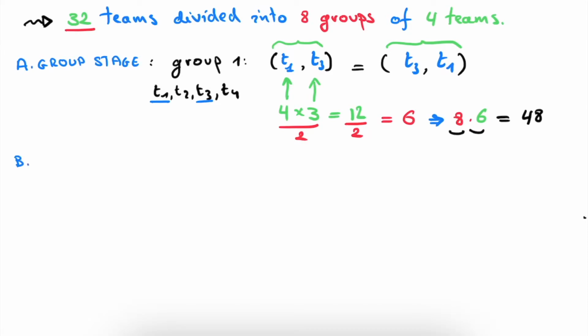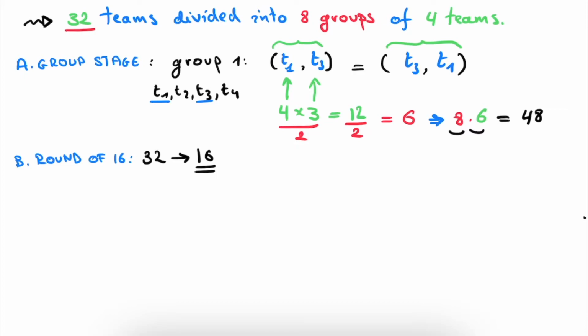Now, as I said, for each group, the 2 best teams, so the teams that won the most, will advance to the next round, the round of 16. This means that our total team player base reduced from 32 to 16 teams. So at this point, in the round of 16, obviously, we have 16 teams. So what is the number of matches in the round of 16?